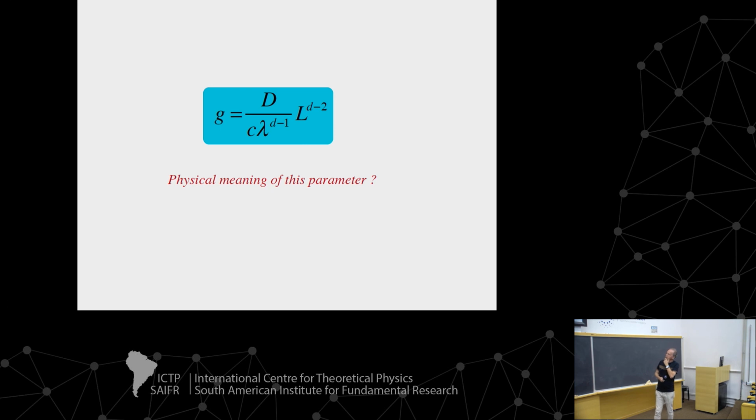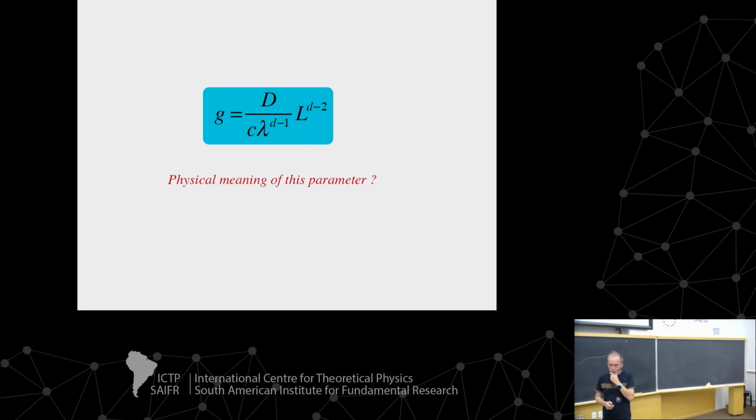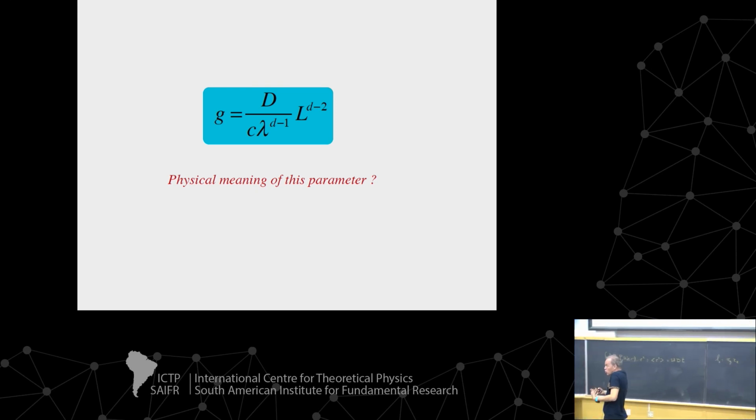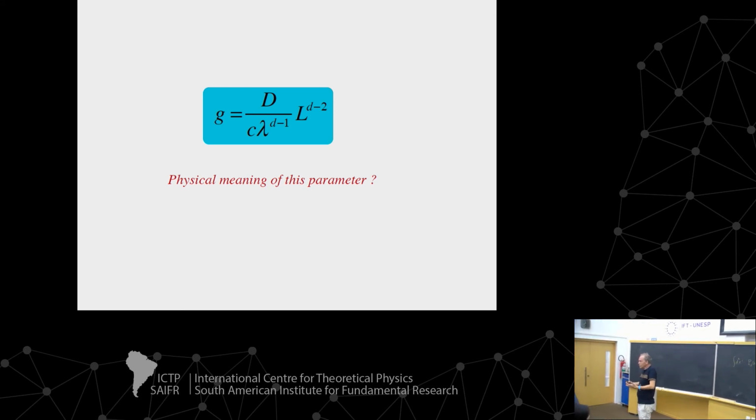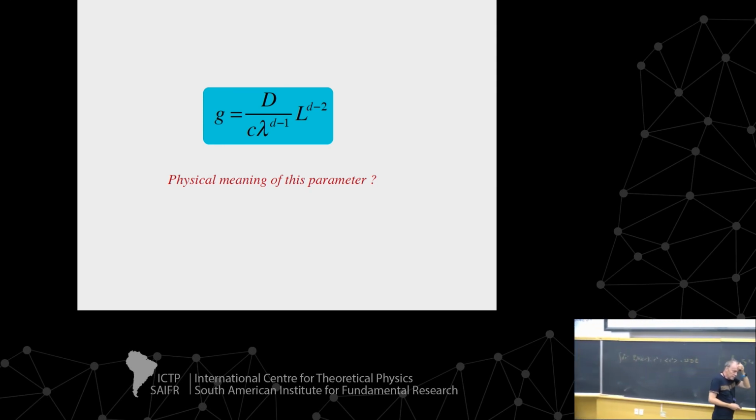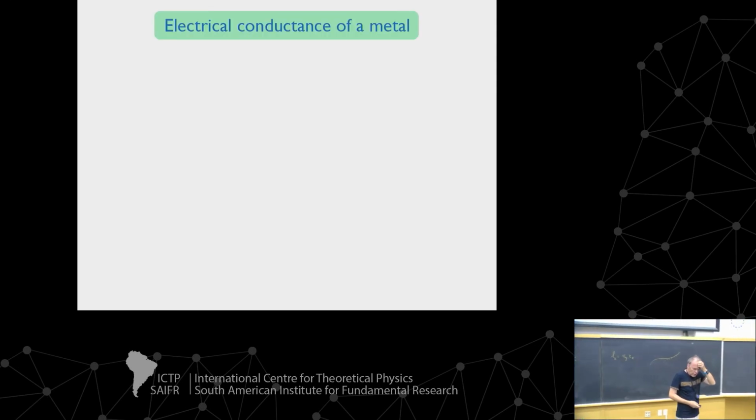Okay. So now, what is the physical meaning of this parameter G? Because it looks like this is an important parameter. This is the parameter that controls those quantum crossings and will eventually lead to the Anderson phase transition, something extremely dramatic in the system, right? So what is the meaning of this parameter? Yesterday, this is something that I showed you. We discussed the electrical conductance of a metal.